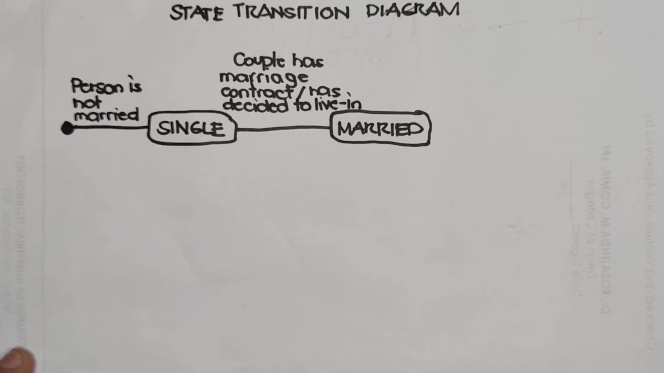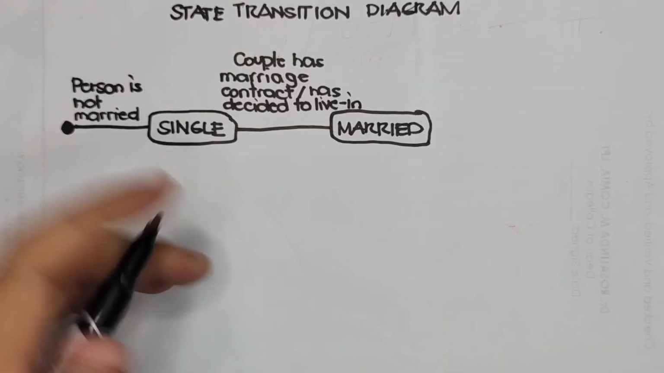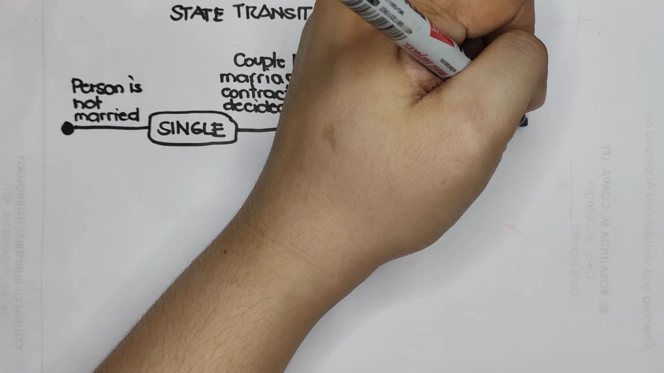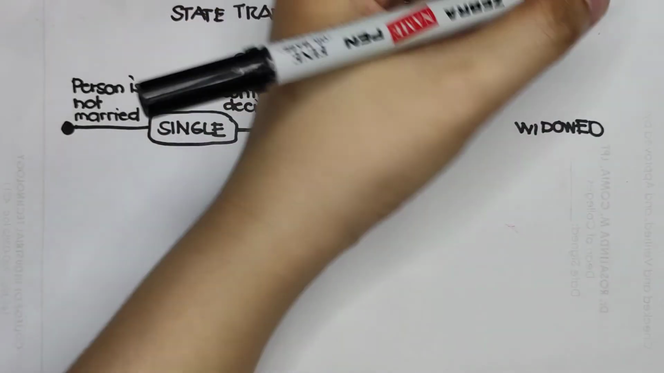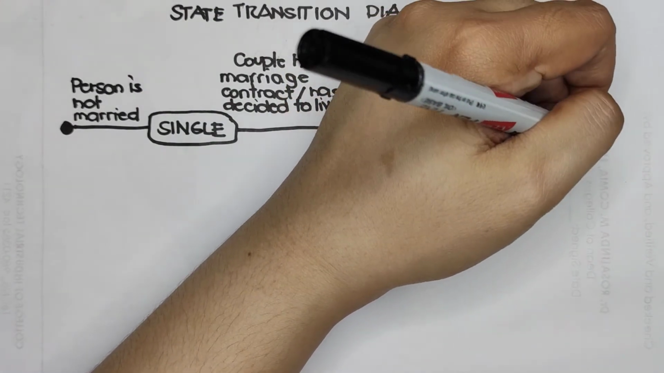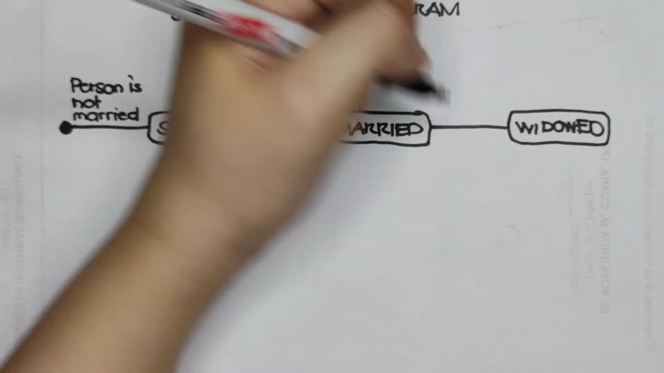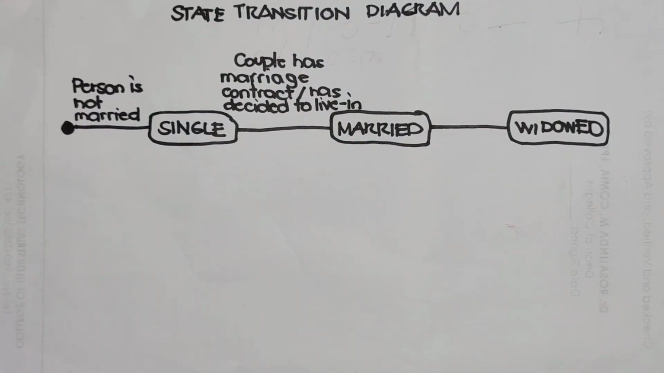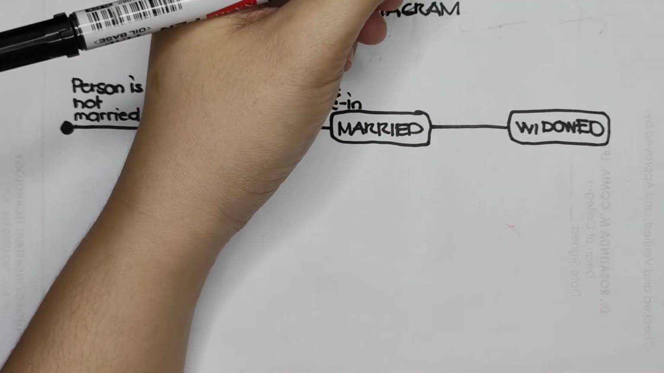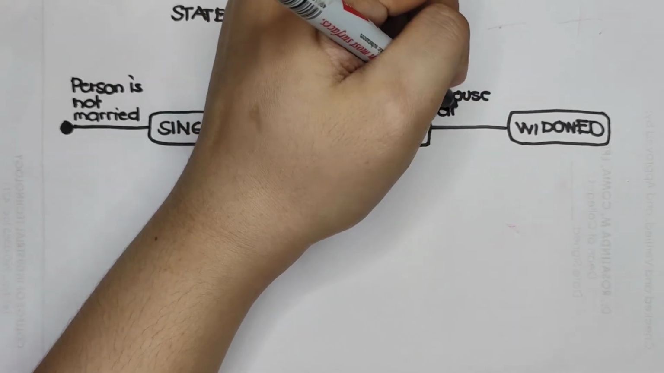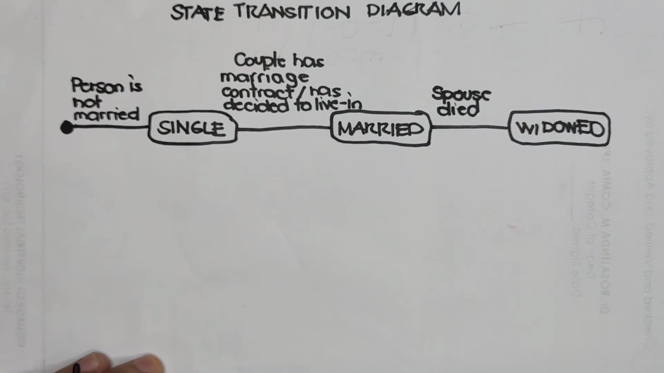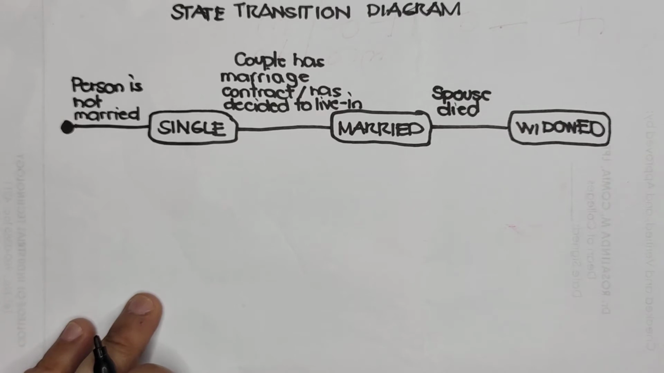Let's first illustrate the widowed. So we have widowed. From married to widowed, what will happen? The spouse died. That's why the status of the person who's still living, being left by the spouse, is widowed.